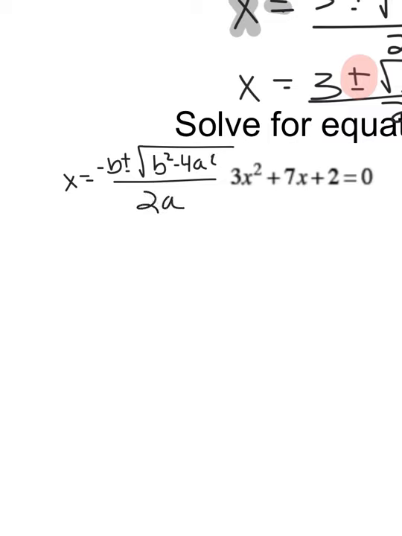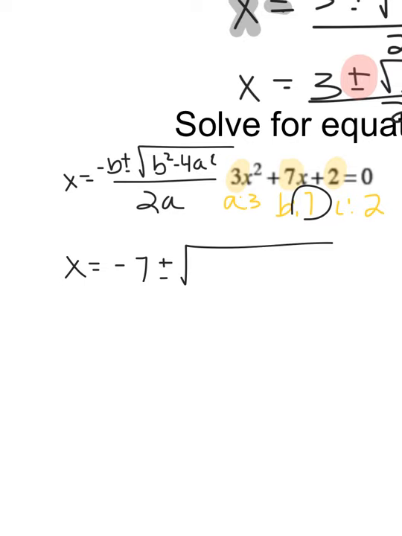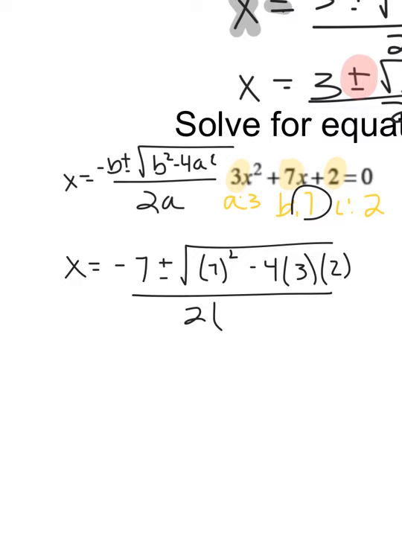So we have to find our a, b, and c numbers. A is in front of the x squared. B is in front of the x. C is alone. So A is 3. B is 7. And C is 2. Now we fill those into our formula. X equals negative, put in the b, 7 plus or minus the square root, b squared, so 7 squared minus 4 times a times c all over 2, and the a is a 3.